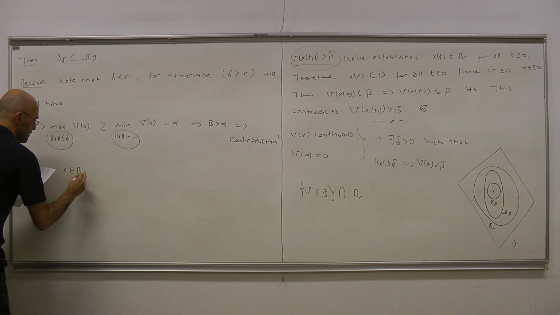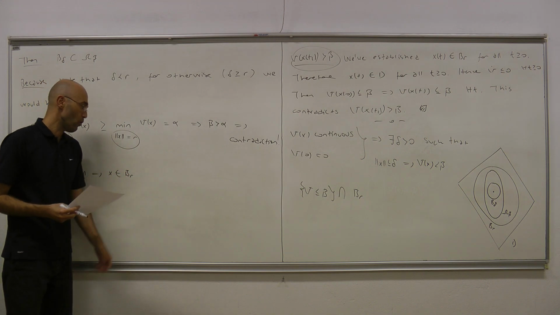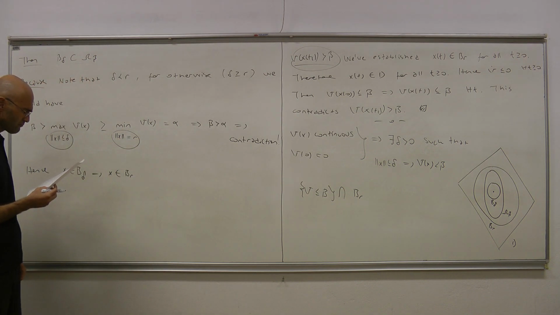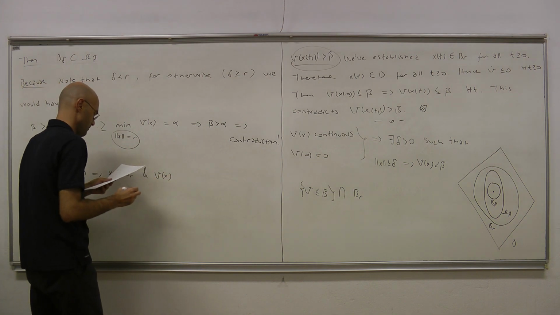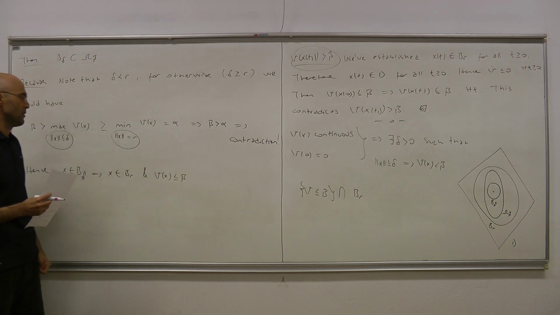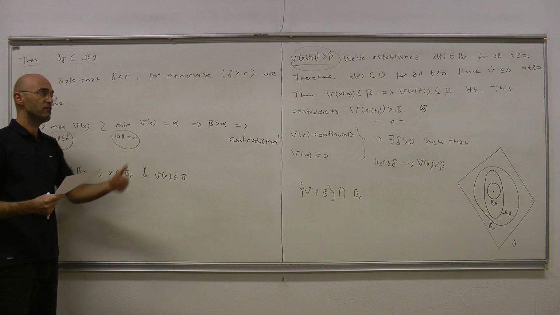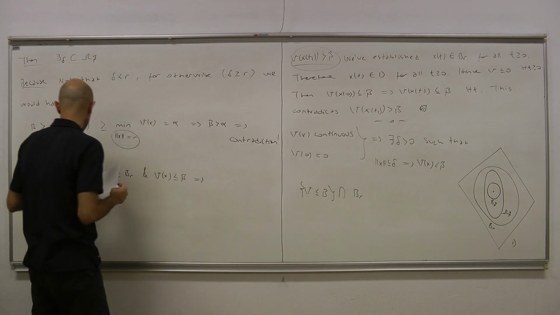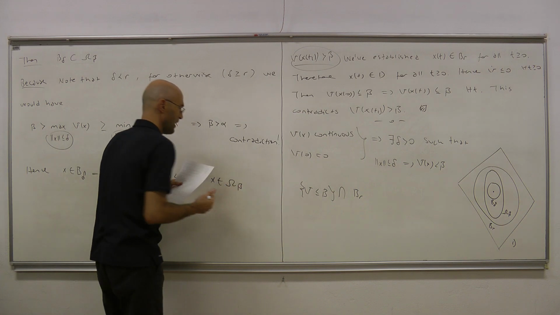x in delta ball implies x in r ball, because delta is strictly smaller than r. And also by definition, u of x is less than or equal to beta, provided that the norm of x is less than or equal to delta. Okay. So if x satisfies this and that together, that's the very definition of omega beta. That means if x is in delta ball, it's automatically in omega beta.